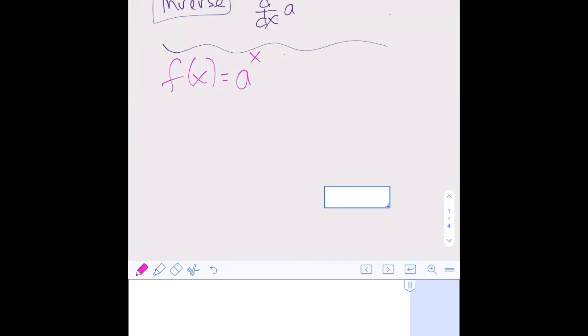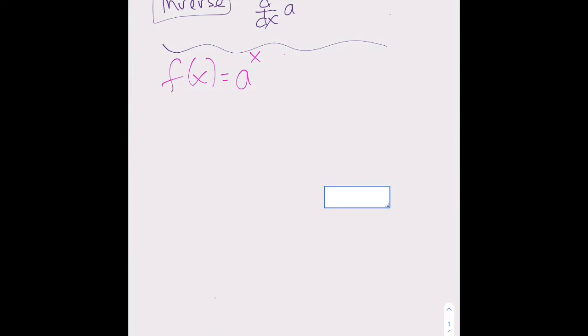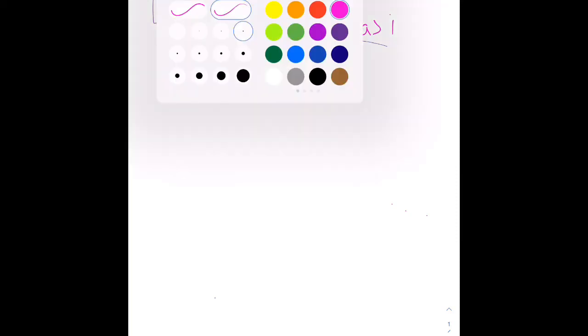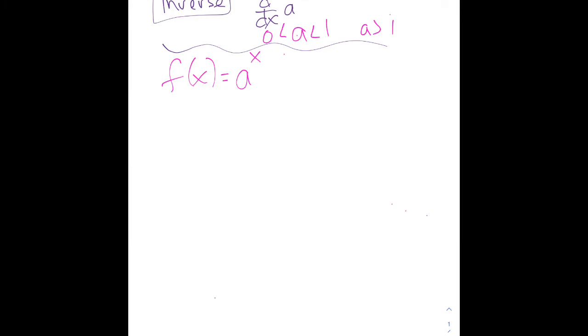Remember that a has to be a base that is either between 0 and 1 or greater than 1. I can't have an exponential with a base of 0. It's a constant. I can't have a base of 1. It's a constant. And I can't have a negative base because then if you graph it, it's going to oscillate. So by definition, we have stated that logarithms are the inverses of an exponential. So we know that the inverse is going to be log base a of x.